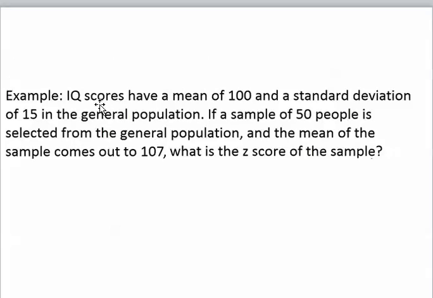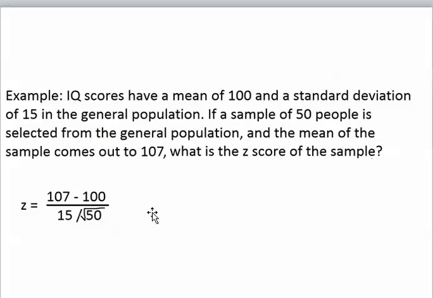So we know that IQ scores in the general population have a mean of 100 and a standard deviation of 15. What this question is asking is that if a sample of 50 people is selected from the general population and the mean IQ of the sample turns out to be 107, what is the z-score of the sample? To answer this question, we have to turn the sample mean of 107 into a z-score. We can do that using the z-score formula.